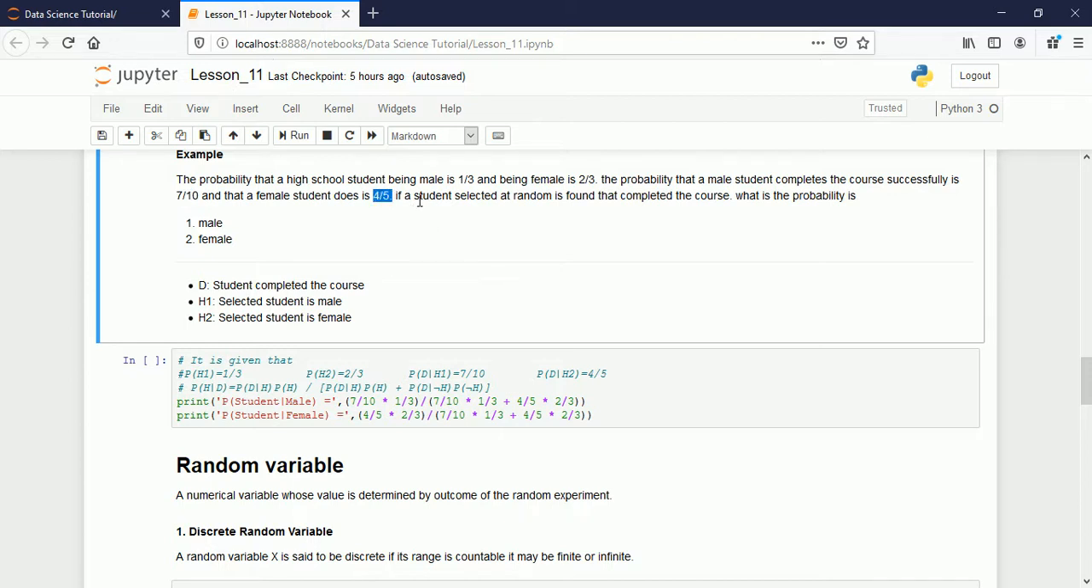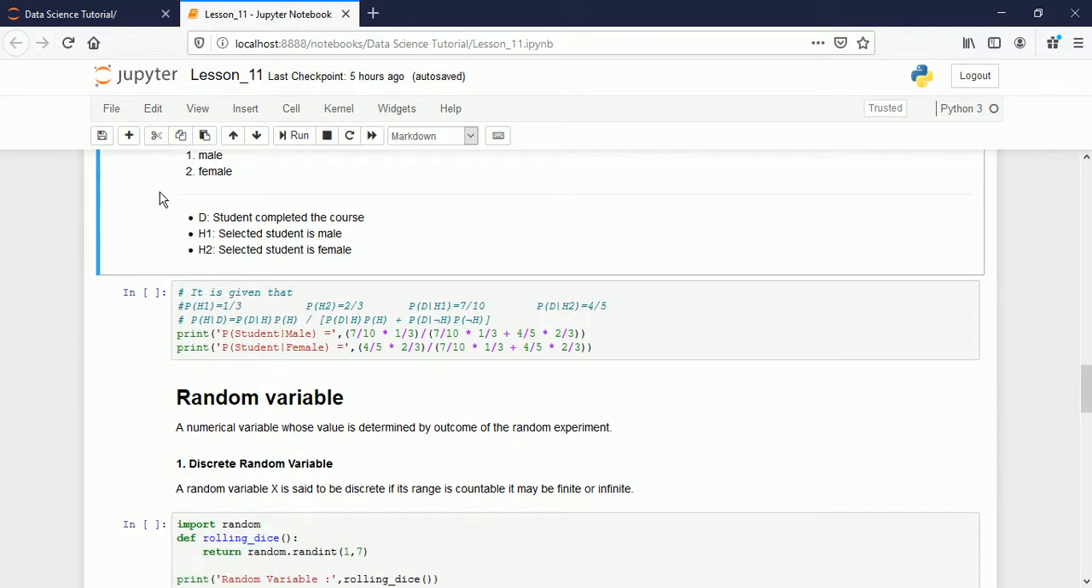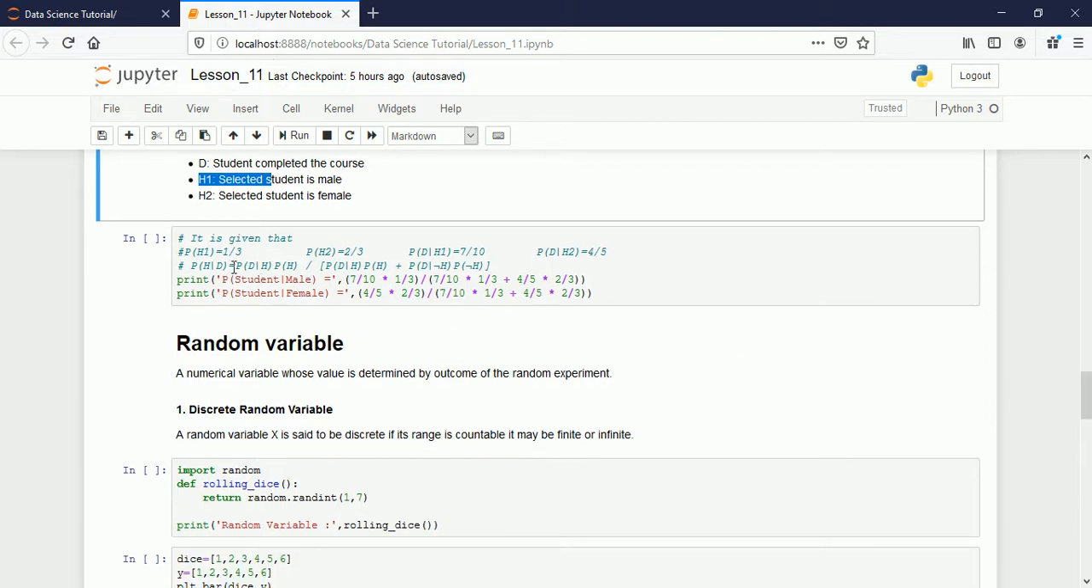Now a student is selected randomly, and they are either male or female. Now among them, if we select a student who has completed the course, selected randomly, you show whether it is male or female. So according to that, D represents the event that the student completed the course, H1 represents the selected student is male, and H2 the selected student is female. Now you put the values here.